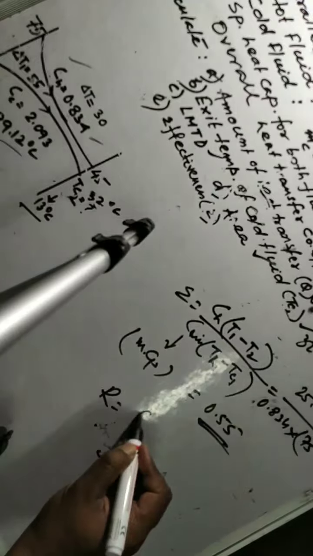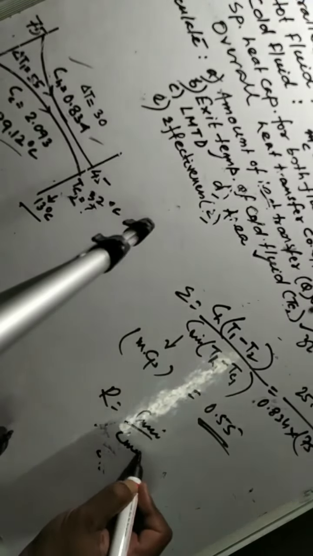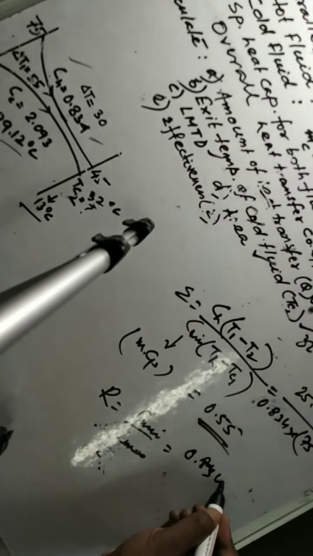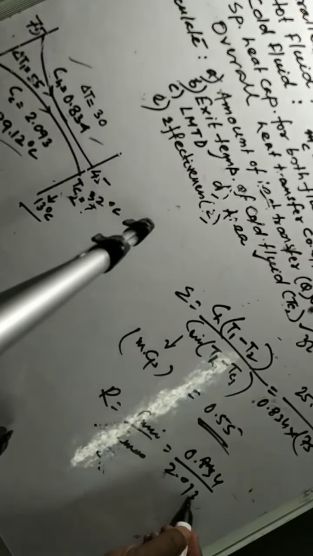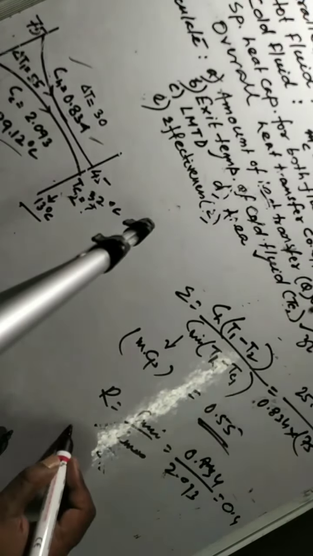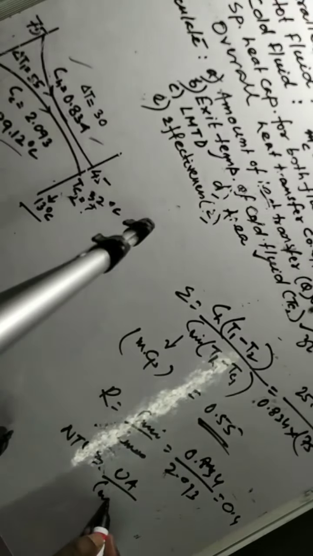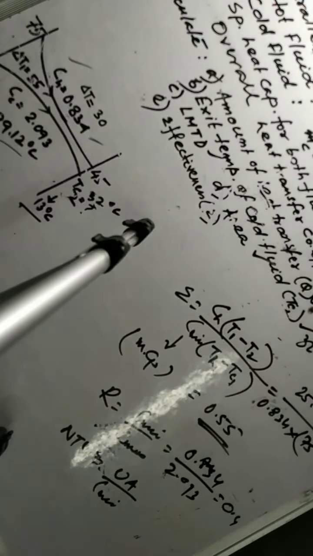Another thing you can also calculate, for example your capacity ratio C_min by C_max. C_min is 0.834 divided by 2.093. Like this you can calculate, it will be around 0.4. Like this you can calculate NTU also. NTU you can calculate as UA divided by C_min. All the things are given, you can calculate this one also. So this type of questions will come, and these are the parameters you can easily calculate.